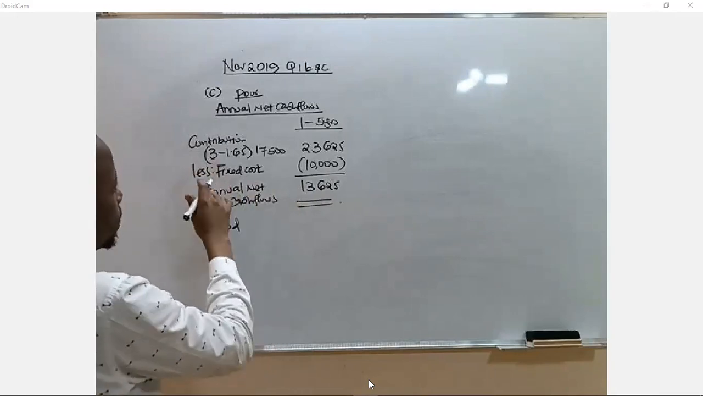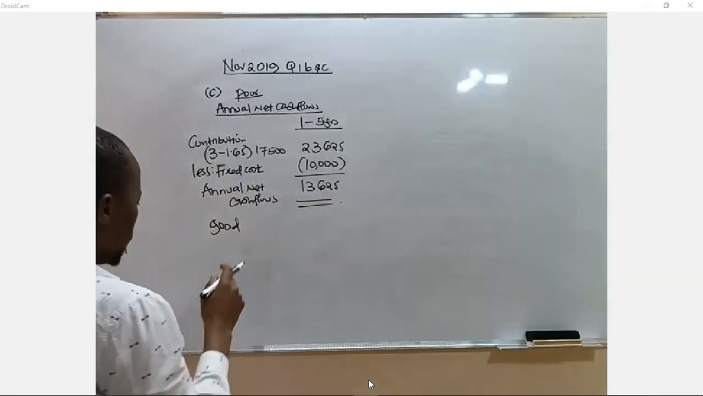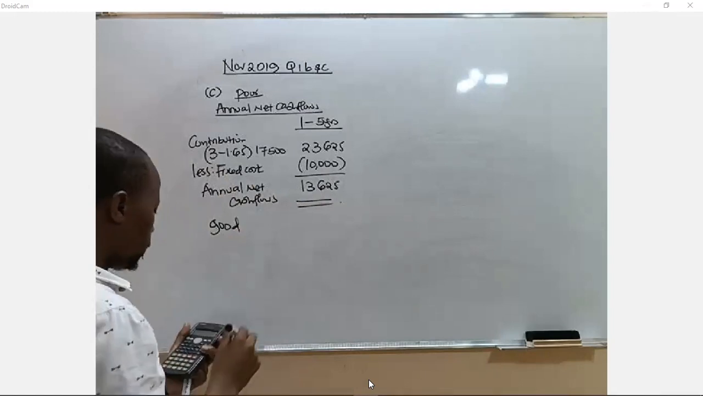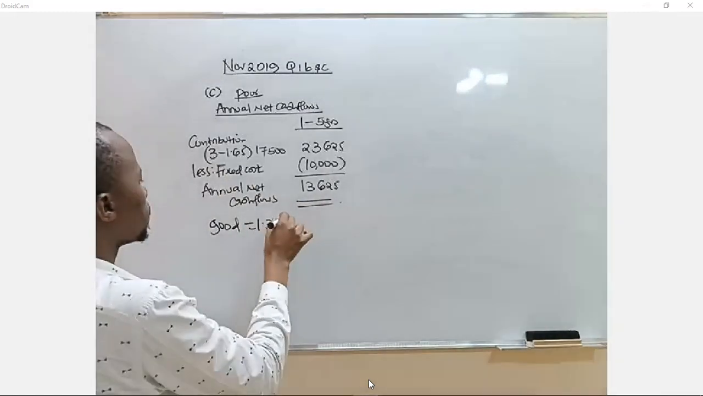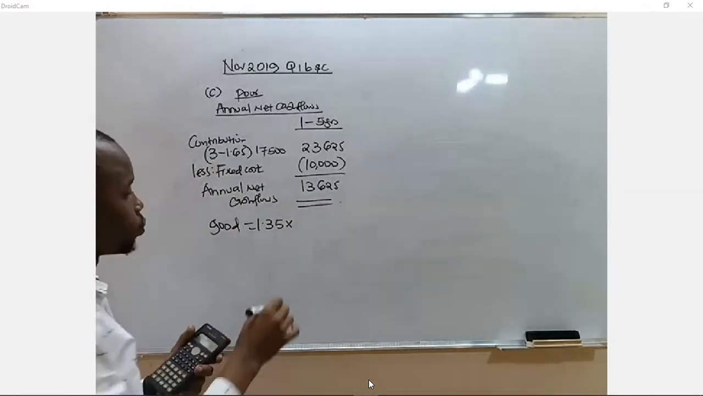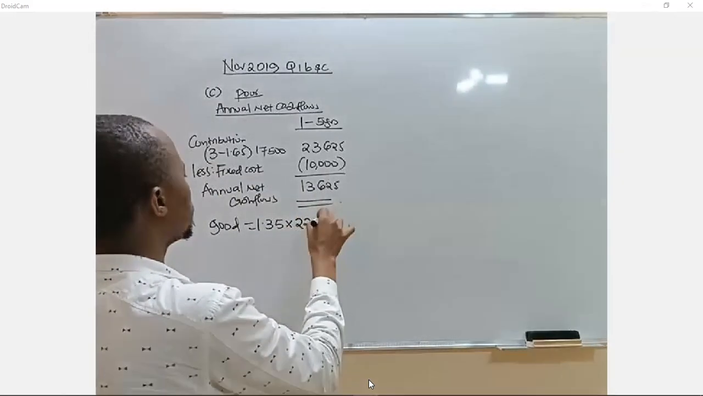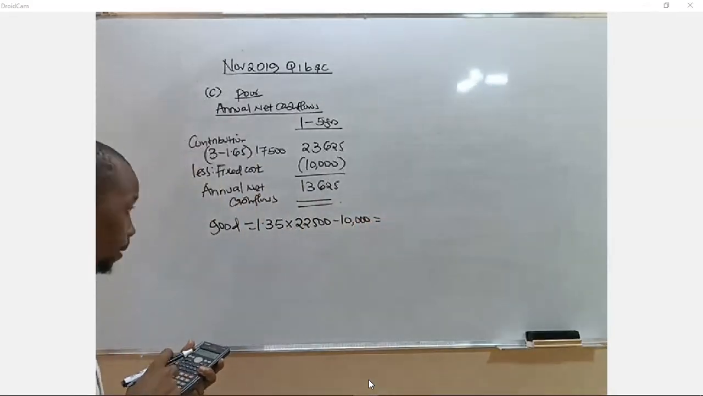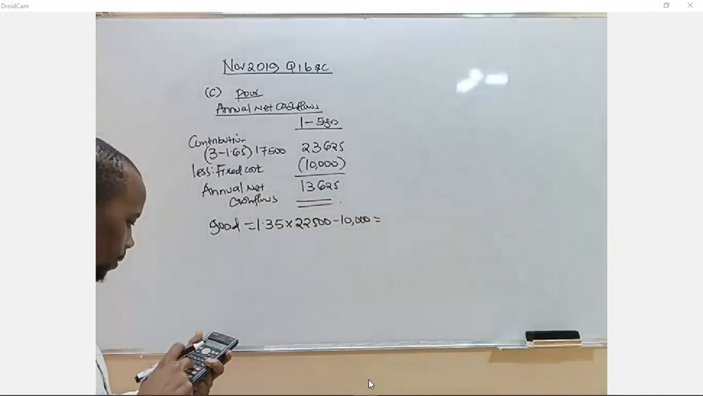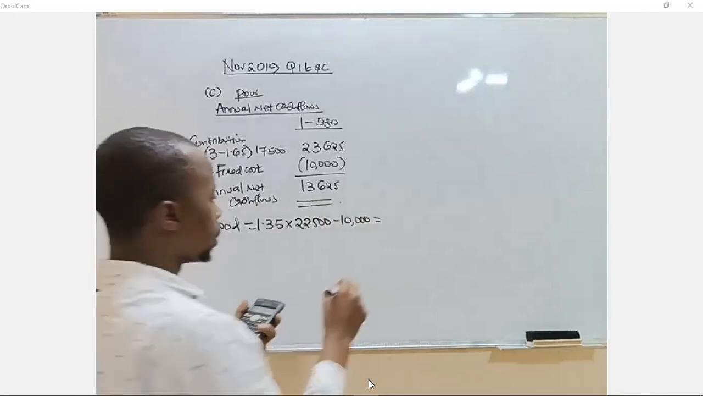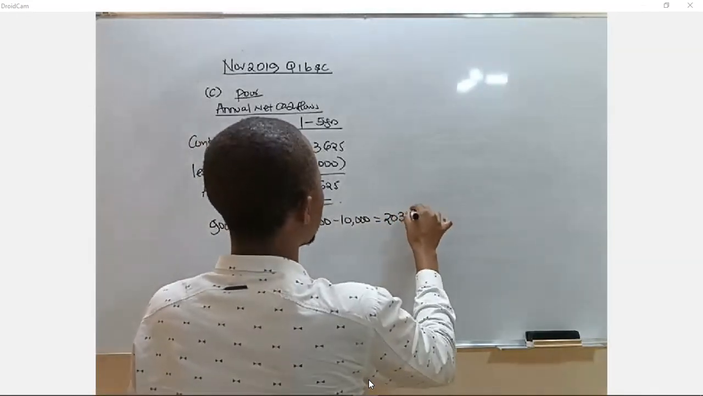You do the same. So let me just do it straight away. 3 minus 1.65. It will be 1.35. You multiply by the sales volume is 22,500 minus 10,000. How much it is? Times 22,500 minus 10,000. This one will be 20,375.